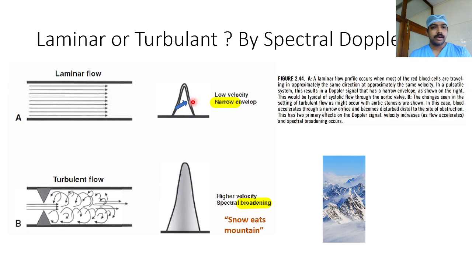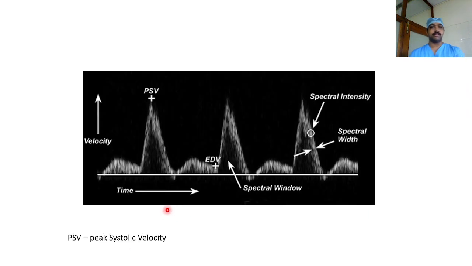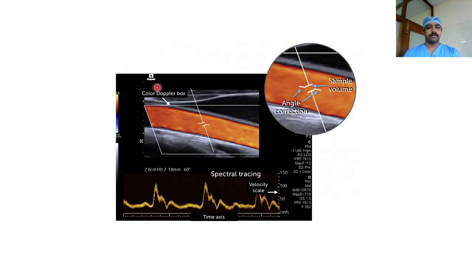In laminar flow, we have a low velocity and a narrow envelope. This envelope will be very narrow, whereas when the envelope becomes broad and the spectral window is occupied, it is like the snow eating the mountain. There is no mountain, no window, it's full of snow. That is how turbulent flow appears. Same picture showing.